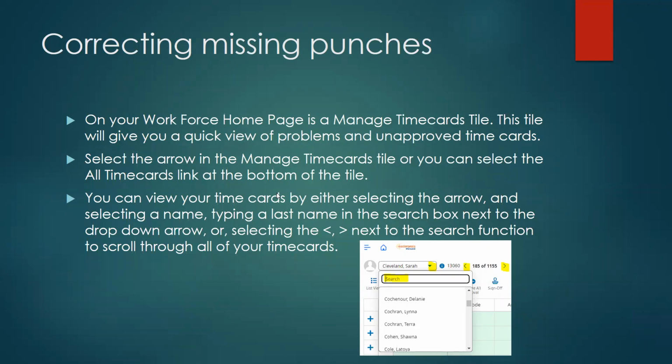Correcting missing punches. On your workforce homepage is a manage time cards tile, and this tile gives you a quick view of problems and unapproved time. You can select the arrow in the manage time cards tile, or you can select the all time cards link. Then you can view the time cards by, again, selecting the arrows or just scrolling through the names here by hitting the down arrow.